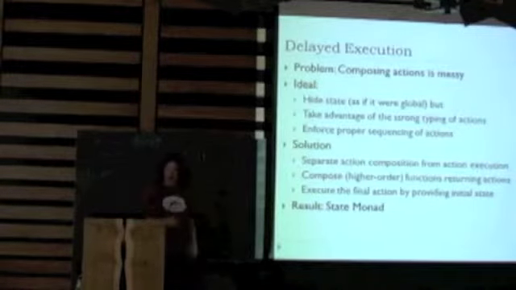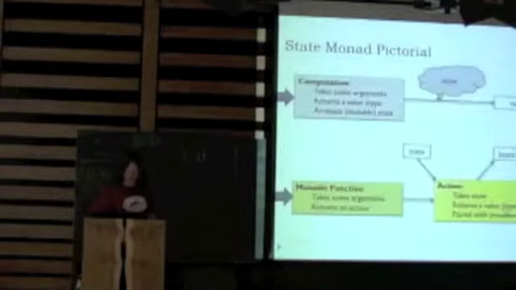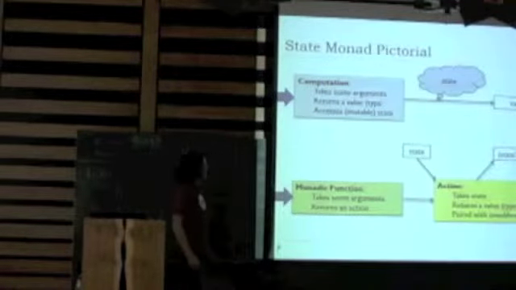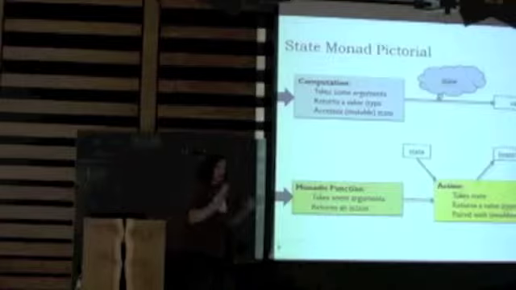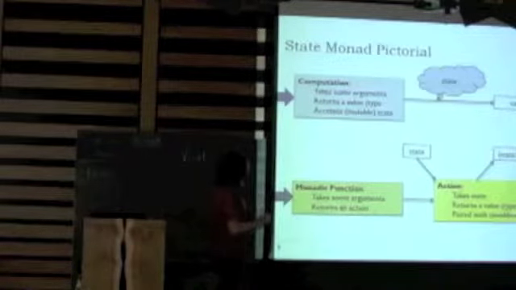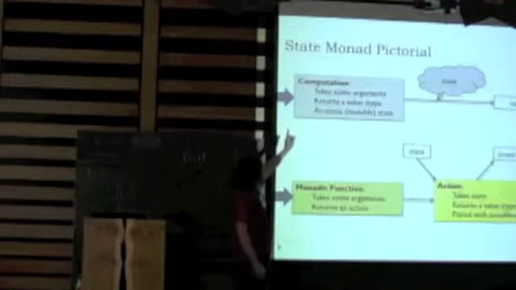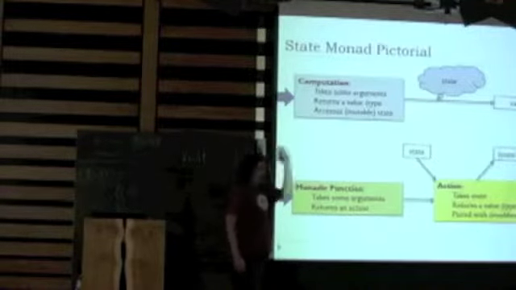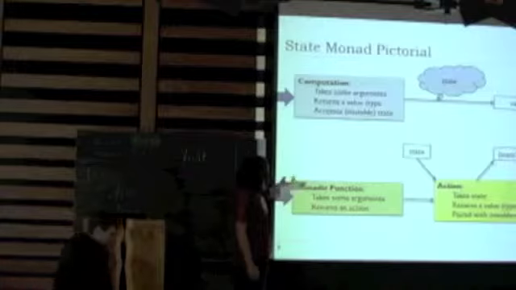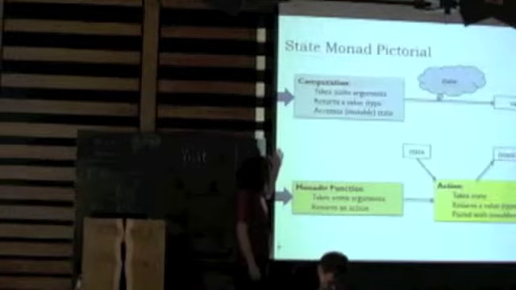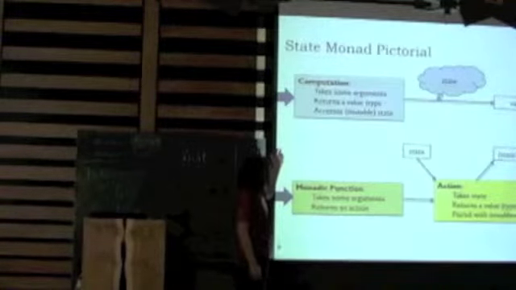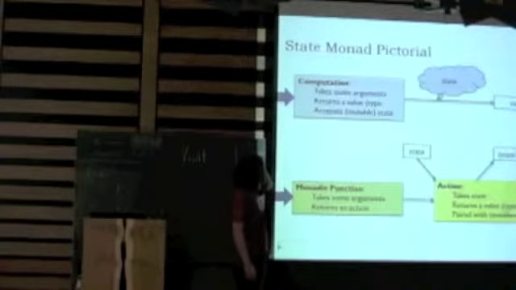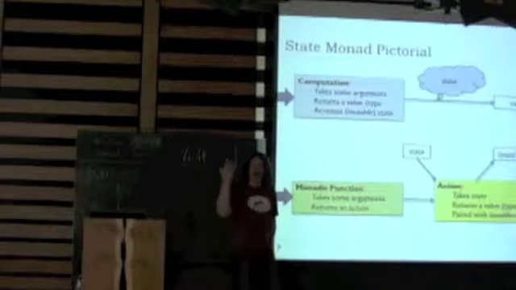And the result of this is a statement. And I think I have the picture that I did during lunch, because this is maybe a little hard to understand. So the starting point is computation. Computation takes a bunch of arguments, returns some value, of some arbitrary type A.